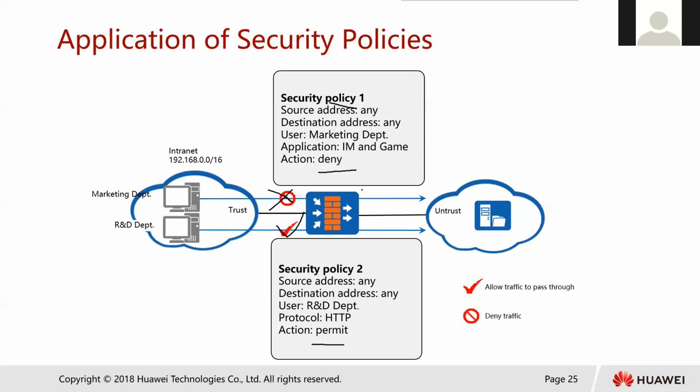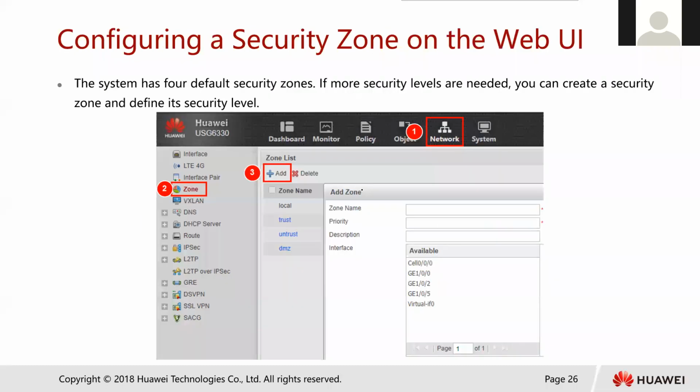What we had before was configured in the CLI, and this is the configuration of the security zone on the web. So you know that for the USG's configuration, we have two ways: the first is the CLI, the command line, and the other is the web. So there are these two ways to configure the firewall.